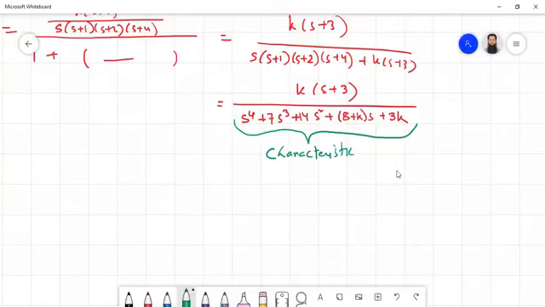So this is our characteristic equation, and the highest order is 4. So the Routh-Hurwitz table that we are going to form has rows s to the power 4, s to the power 3, s square, s to the power 1, s to the power 0.